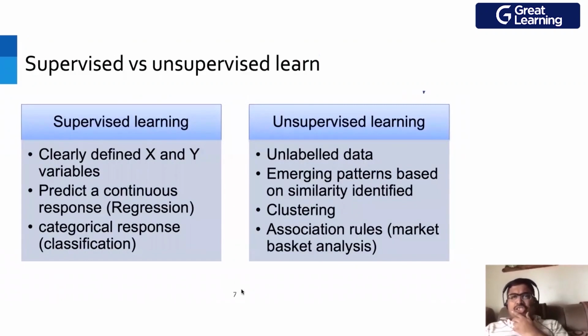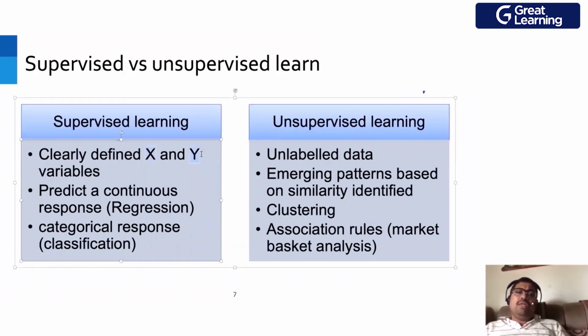So we touched upon supervised and unsupervised learning already. It is put across again in a different way. In supervised learning, we have clearly defined x and y. For simplicity's sake, x is your independent variables and y is a dependent variable. More importantly, we predict a continuous response variable or a categorical response variable. So it is more about prediction. That prediction can be a continuous variable, which is through regression, or you do a classification when it is a categorical variable. That's what we do in supervised learning.